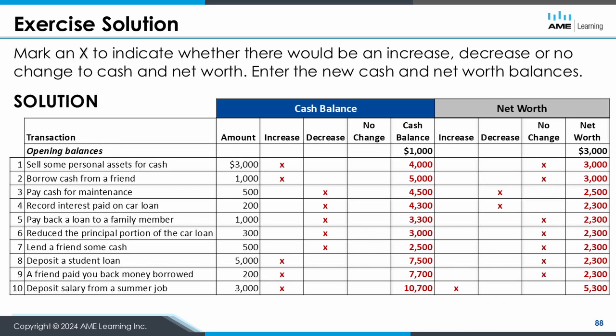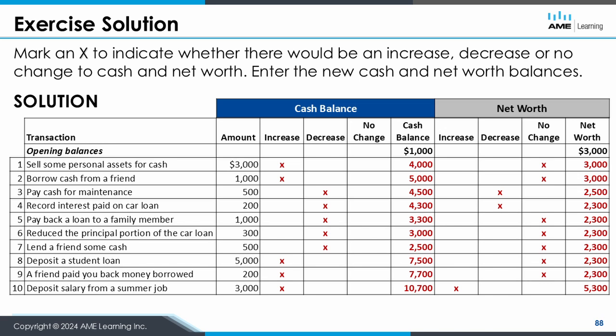Number two is borrowing cash from a friend. Same thing. So you're increasing your cash by 1,000 because you're receiving cash. So then your new balance would be 5,000. But you are also increasing a liability. It doesn't directly have anything to do with your net worth or the equity account.